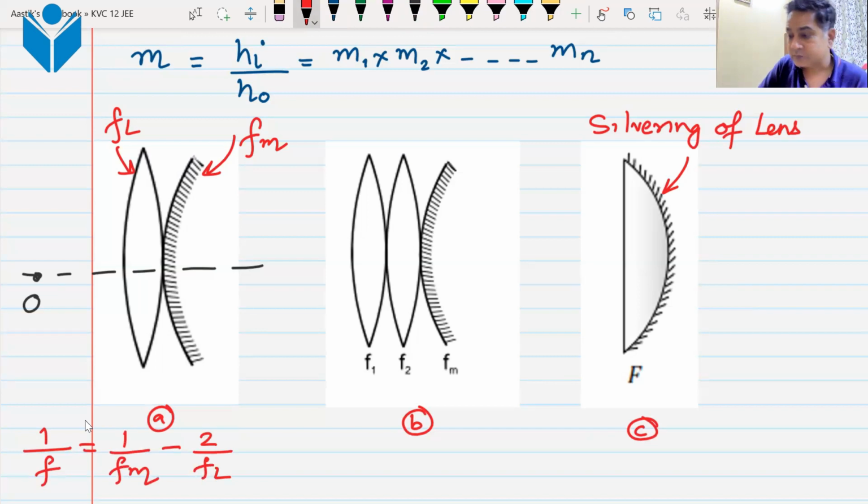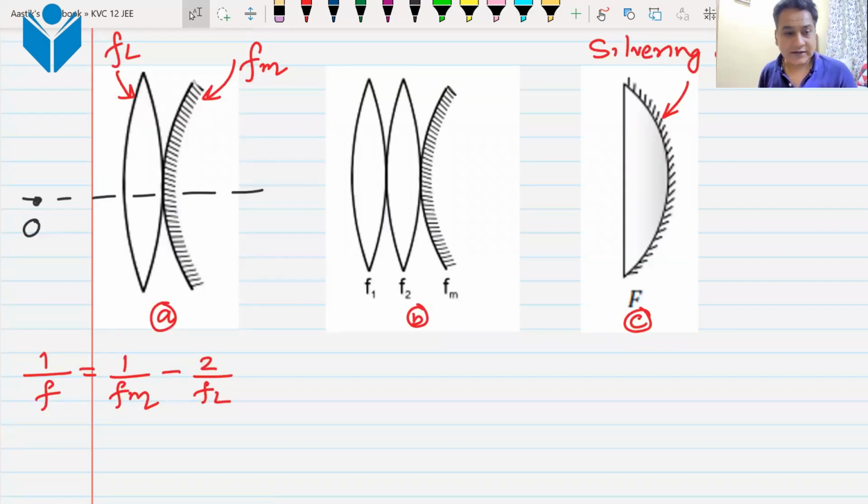Why 2? Why is this factor of 2 coming? Can anyone tell me that? This factor of 2 is coming because if I take a ray of light, it will be going through this lens.